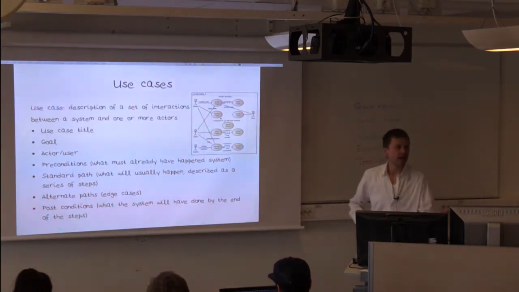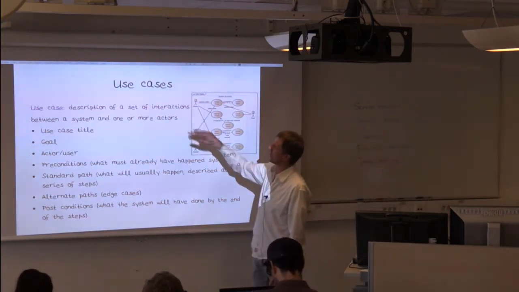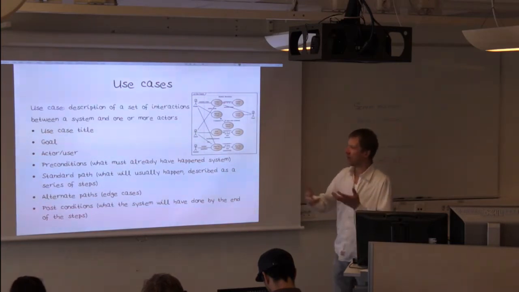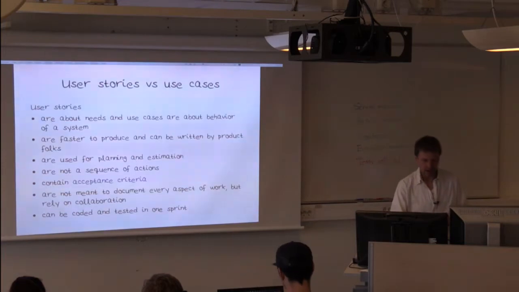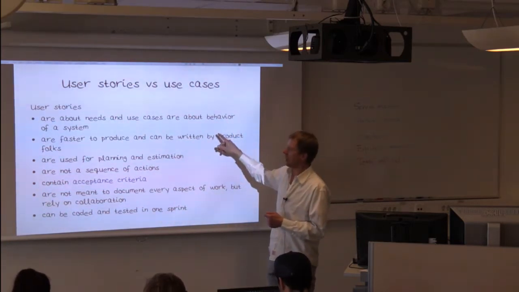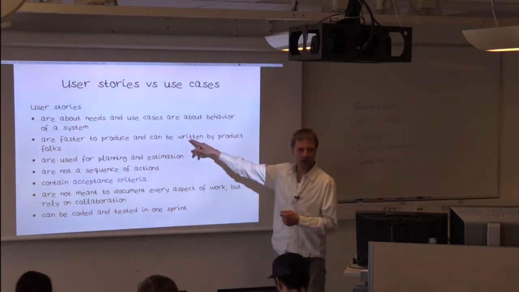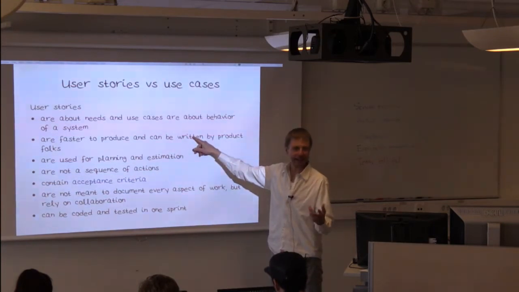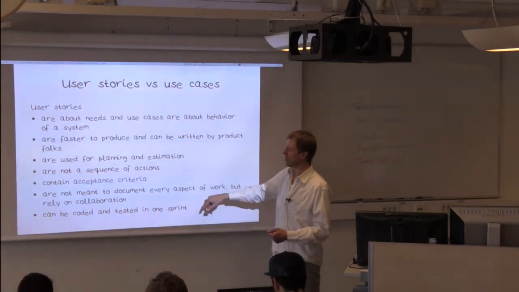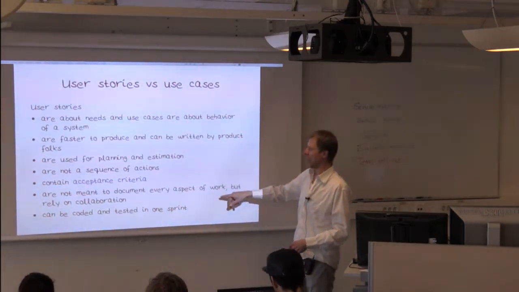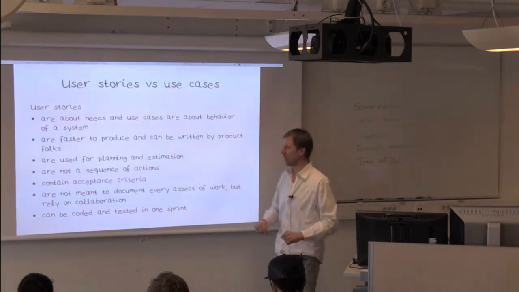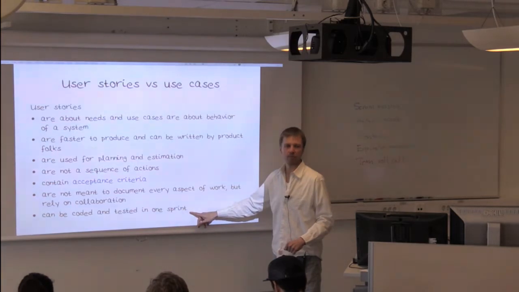A use case is something entirely different. A use case is a description of a set of interactions between a system and a set of actors. Very different from a user story. User stories are about needs, and use cases are about behavior of a system. User stories are faster to produce and can be written by product folks, because they don't need the technical understanding required to write good use cases. They're used for planning and estimation. They're not a sequence of actions. They contain acceptance criteria, which we'll get to. They're not meant to document every aspect, but rely on collaboration. So it's not complete, not exhaustive, and can be coded and tested in one sprint. That's a user story.